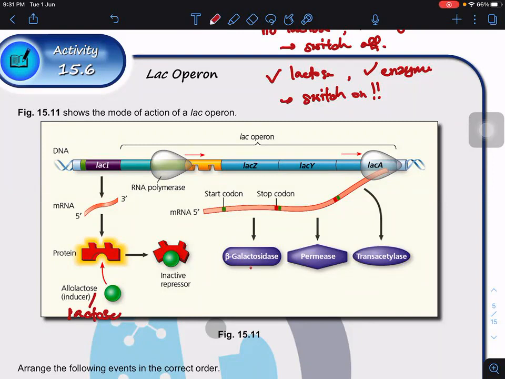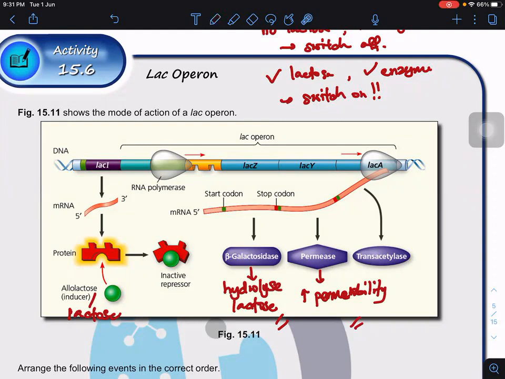So beta-galactosidase hydrolyzes lactose. Permease increases the permeability. Transacetylase transfers the acetyl groups. In our syllabus, we need to know these two. Increasing the permeability allows the lactose to be absorbed into the cells. Can you see that? We have switched on already.